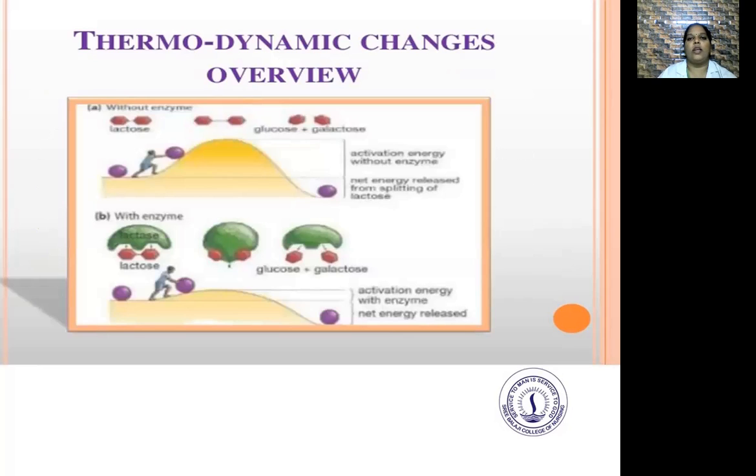So you can see the thermodynamic changes overview without enzyme and with enzyme. Without enzyme, lactose to glucose plus galactose. With enzyme, lactose to glucose plus galactose, with lower activation energy with enzyme. So the energy is not released.